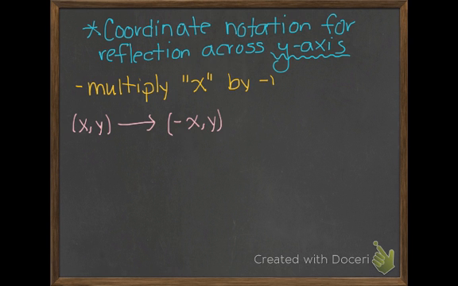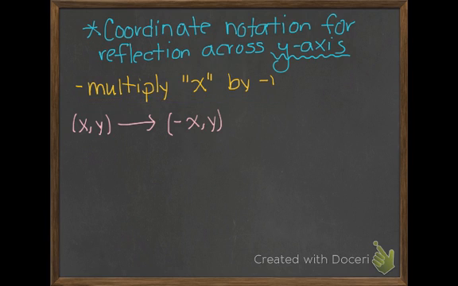Alright, so our last coordinate notation that we're going to do for today is going to be a reflection across our y-axis. So our y-axis is our vertical axis. So all we're going to do is take our shape and flip it across vertically. Okay, so what we're going to do is multiply our original image, our (x, y), and we're going to get (negative x, y). So we're going to multiply x by negative 1.